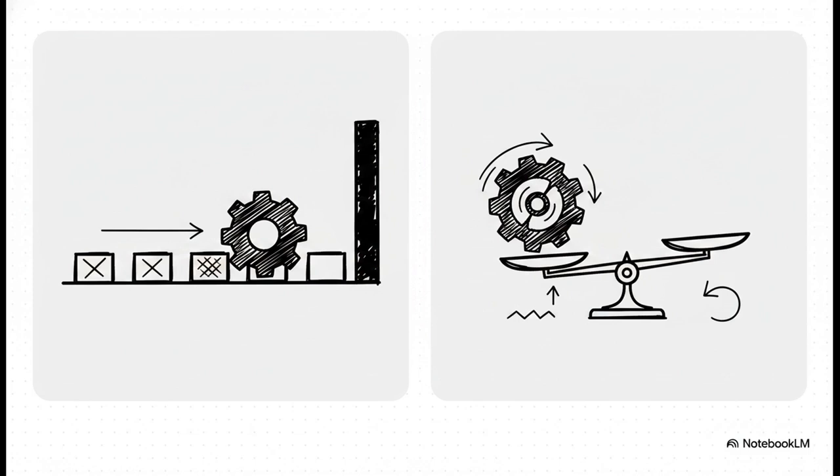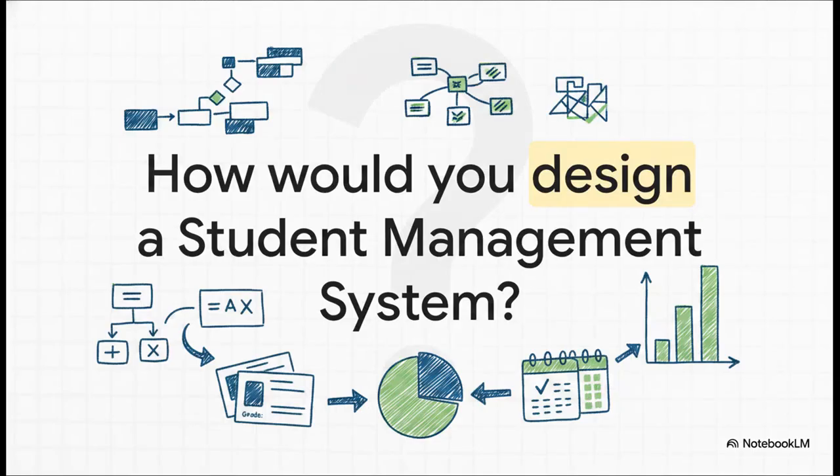Then we have the while loop. This one executes repeatedly as long as a specific condition remains true. It doesn't actually know how many times it's going to run, it just keeps spinning and spinning until the condition finally becomes false.